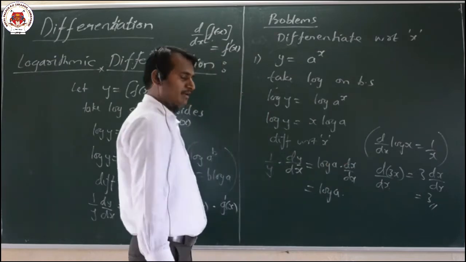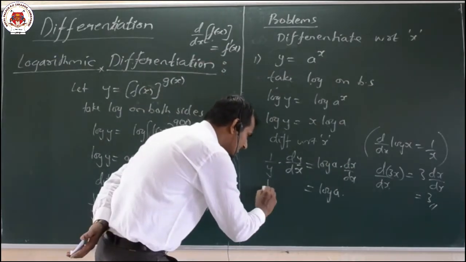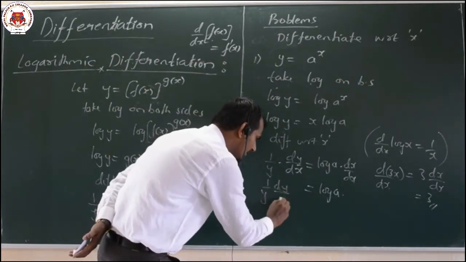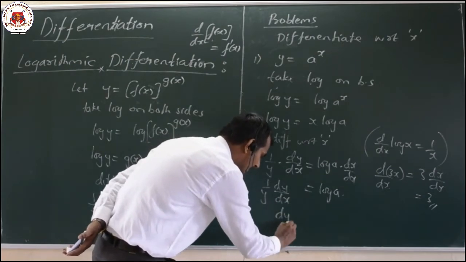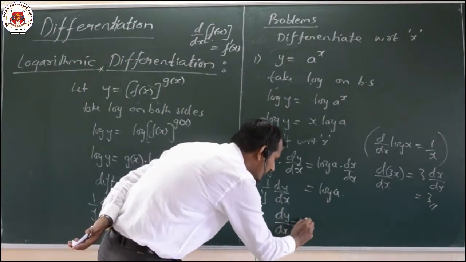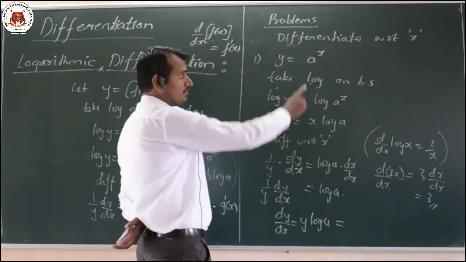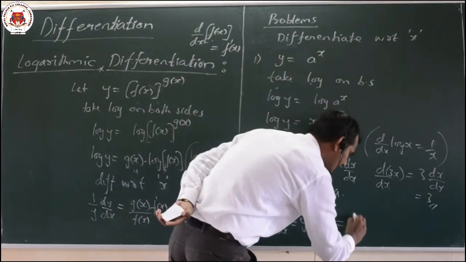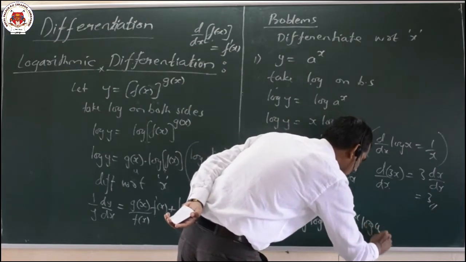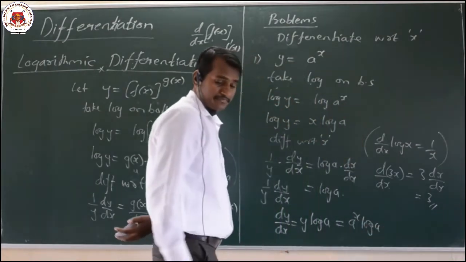The dx by dx value will be 1. Now here that is nothing but 1 by y into dy by dx. Now at last dy by dx equal to y into log a. Now what is the y here? In the question, what is the y here? That is nothing but a raised to x into log a. That is the required solution.